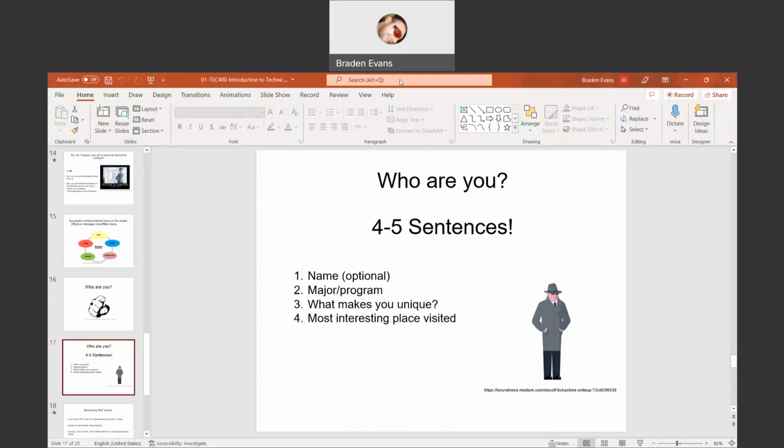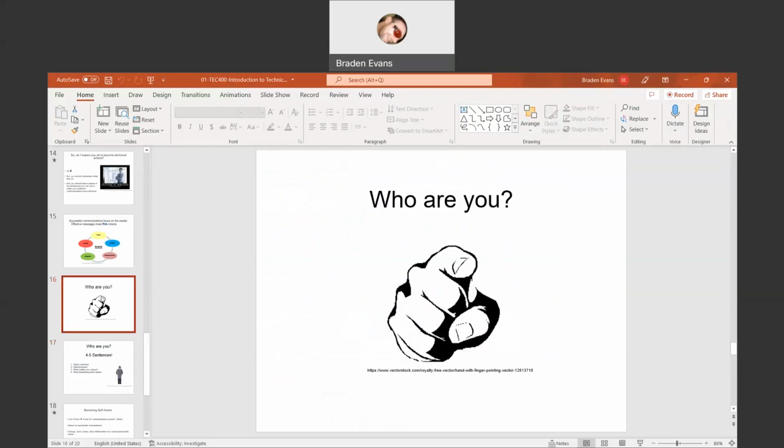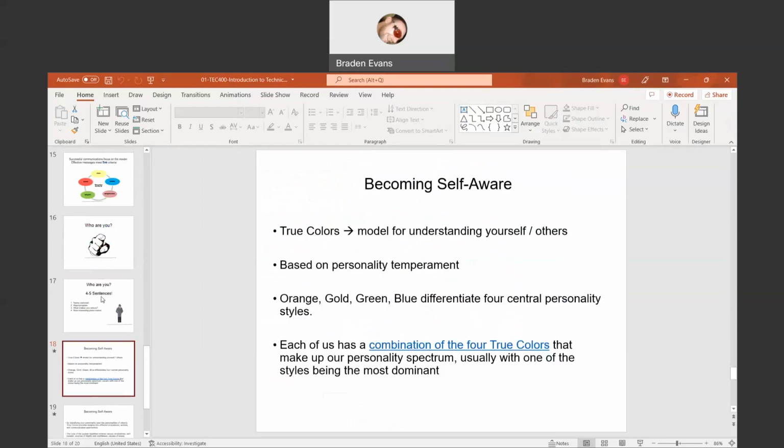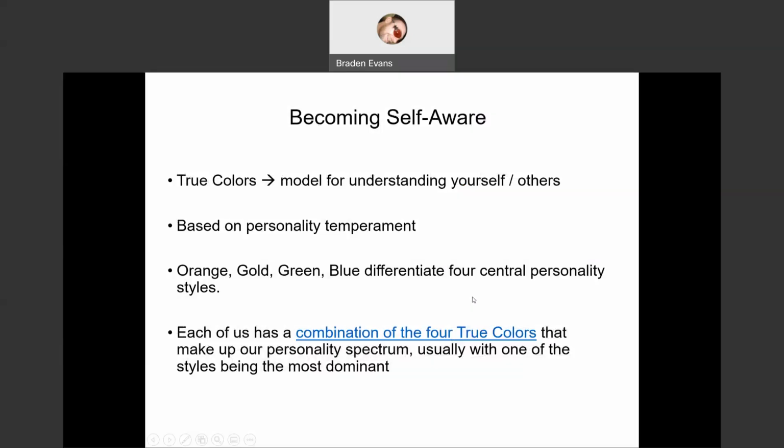If I flip back to our PowerPoint for a minute, step 1, I'm asking you, who are you? Write me a few sentences and tell me about yourself. Step 2 is this True Colors self-assessment. Let me give you a little bit of context on that. This is a model that has been developed and proven to really help people understand their personality profiles. It can be so useful, and each one of us is quite different.